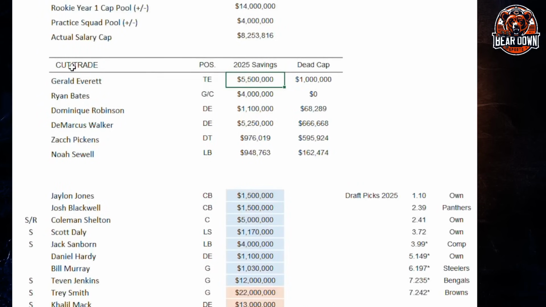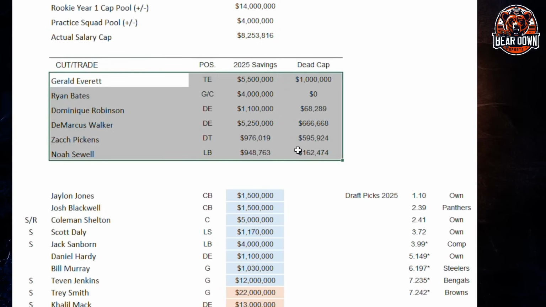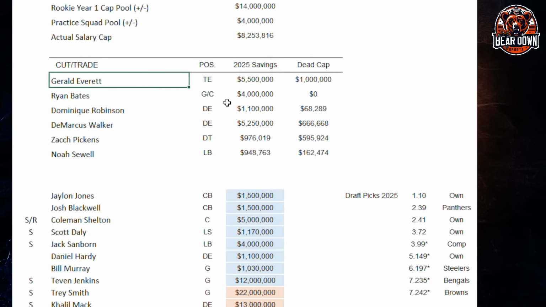Now, maybe there's a trade value as well. So these aren't just cut. Maybe out of these 6 players, we can garner 2 or 3 late-round draft picks. Maybe Gerald Everett could get us a 5th-round pick. Who knows? Maybe Ryan Bates could get us a 7th. Maybe DeMarcus Walker could get us a 5th-round pick. These are speculative things at this point.